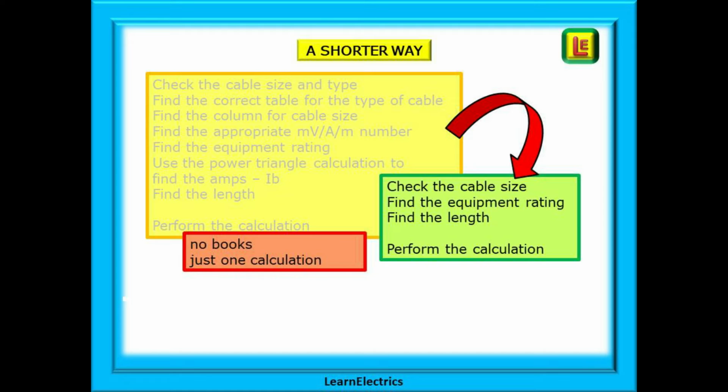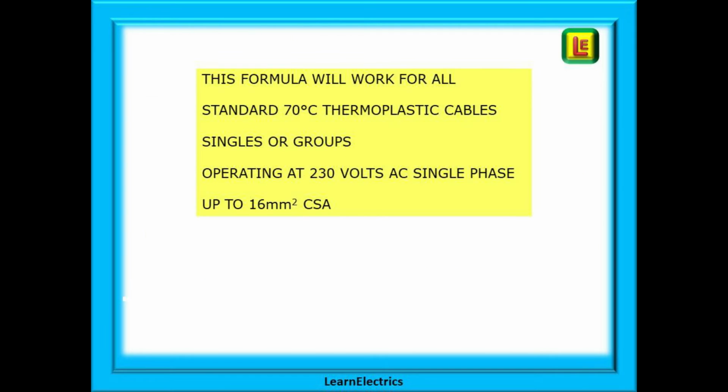Simply check the cable size, confirm the equipment rating or size of circuit breaker, find the length of the circuit, and that's it. This formula will work for all standard 70 degrees centigrade thermoplastic cables in singles or groups that are operating at 230 volts AC single phase up to 16mm CSA, and this will cover domestic and much of the commercial and light industrial circuits that we will come across.